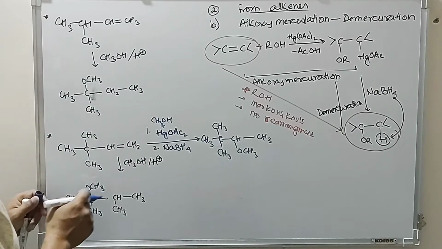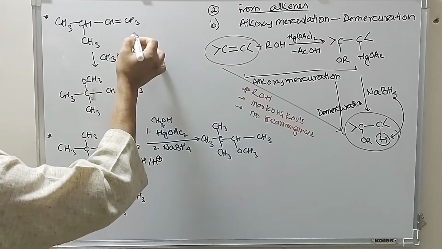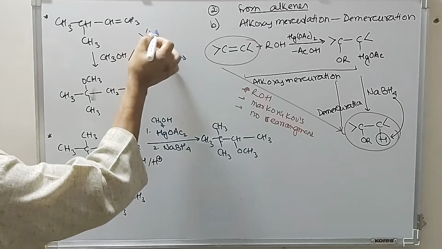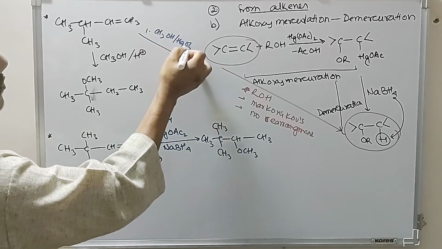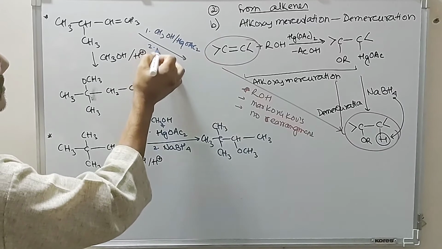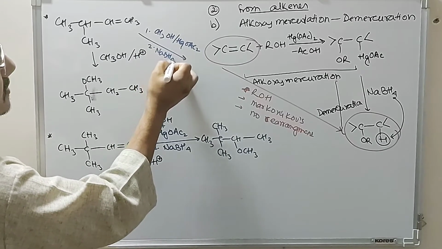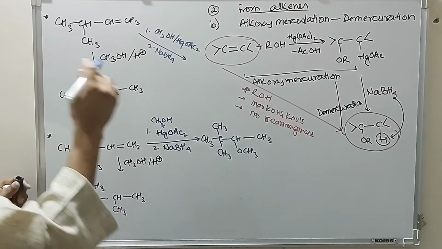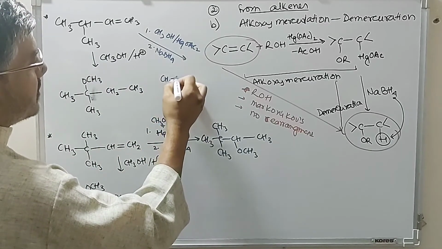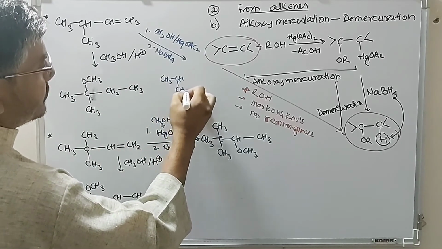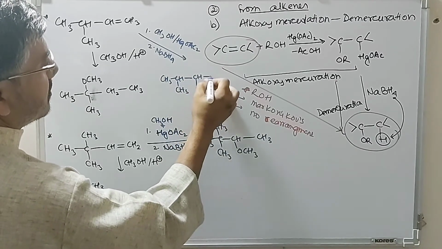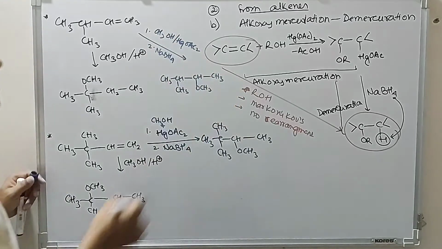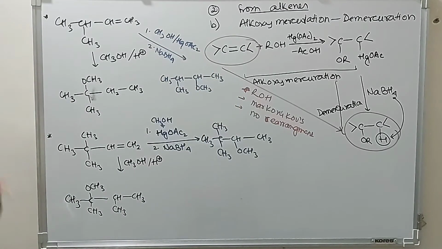Take this again. If we react this first with methanol in presence of mercuric acetate followed by reduction with sodium borohydride, then the product is CH3, CH, CH3, CHOCH3 and CH3. Again there is a Markovnikov product, but there is no rearrangement here.